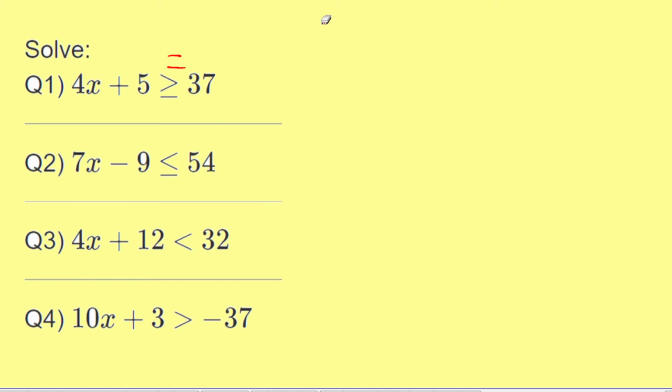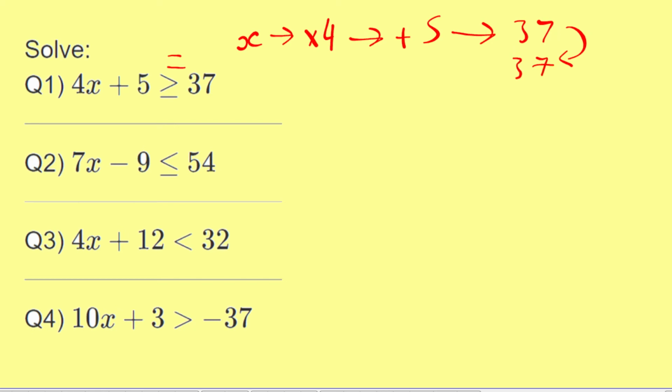You can treat it exactly the same way as you would treat an equation. So, as we did before, using our x arrow method, you'd write x, and you'd write times 4, because here we're timesing by 4. Then we're adding 5, and that's going to take us to 37. Okay, and just do it in reverse. 37. We're going to take 5, and then we're going to divide by 4.